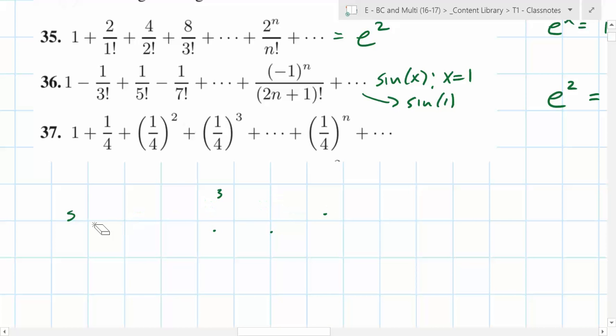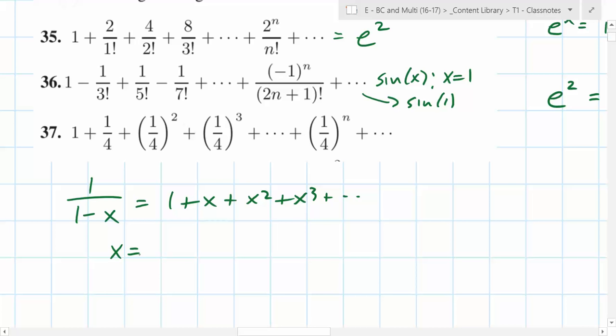Now what about 37? What does 37 look like? It looks like a geometric series, like 1 over 1 minus x. Do you remember what that equals? It's 1 plus x plus x squared and so on. This is the easiest one, right? And it's only convergent for certain x values, because it blows up otherwise. What is the x value?